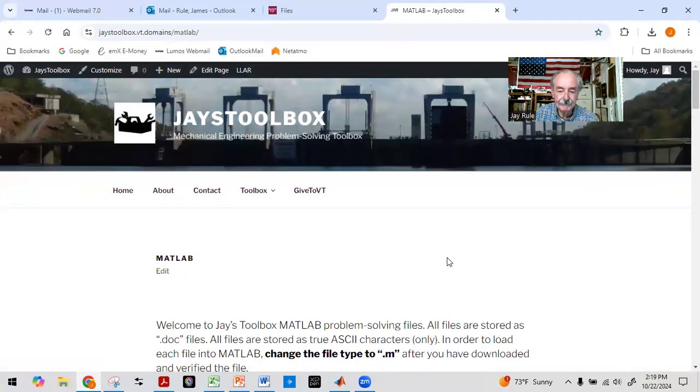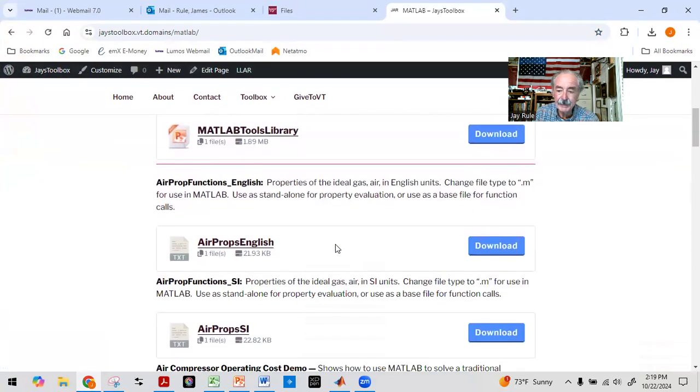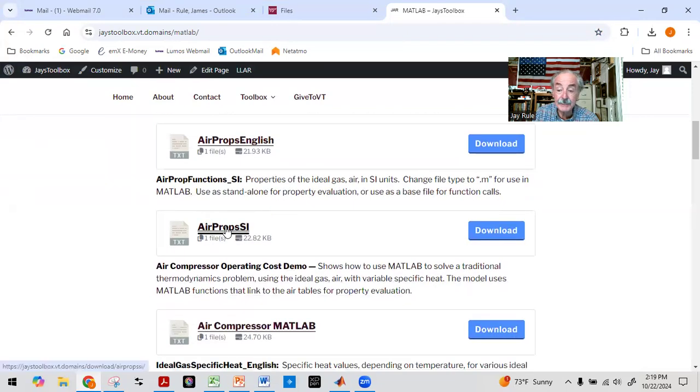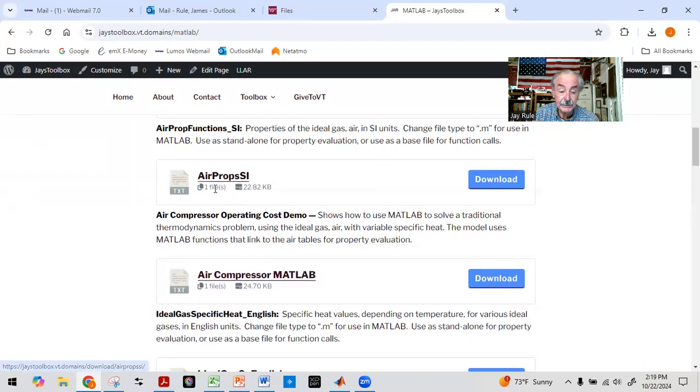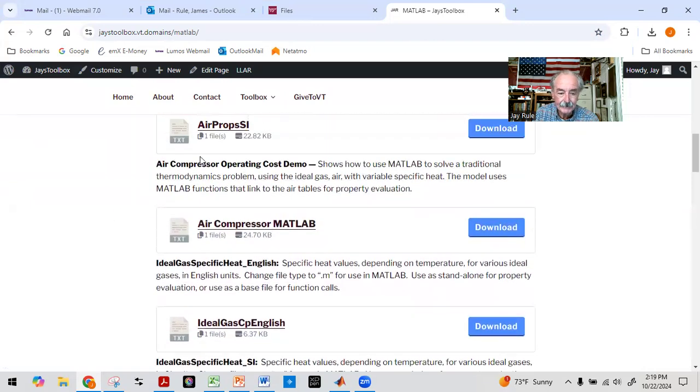All of my MATLAB files that I'm sharing with you folks are on this one page. So let's scroll down and see if we can find this compressor analysis demo. Here's air props. Here's air props SI. That's what I used as a save as. Here it is, air compressor MATLAB. And so air compressor operating cost demo. All you need to do is click download, and you will be able to possess this MATLAB file.